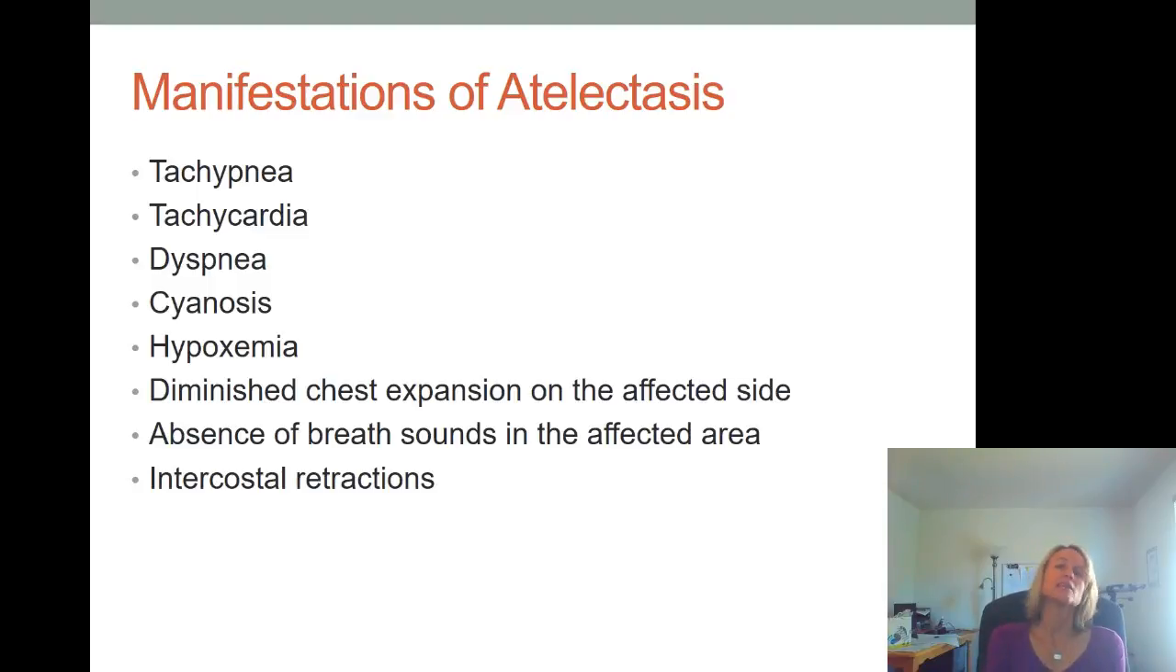Some of the manifestations of atelectasis: rapid breathing, rapid heart rate, dyspnea, cyanosis, hypoxemia. We're going to see diminished chest expansion on the affected side and absence of the breath sounds on the affected side. Also intercostal retractions.